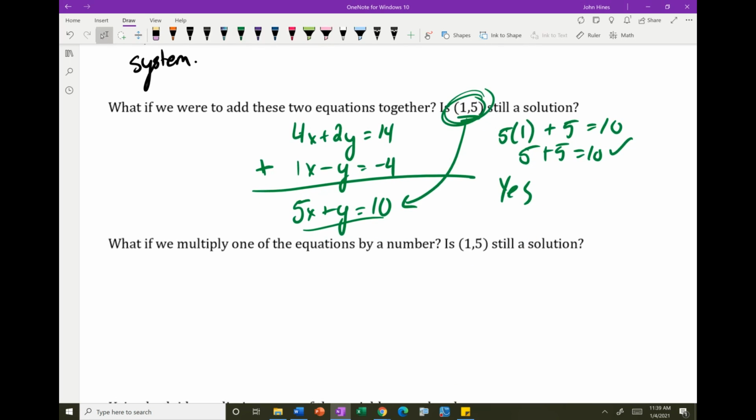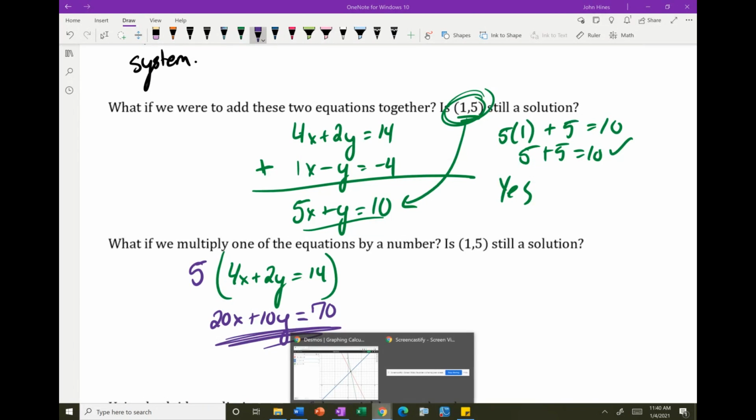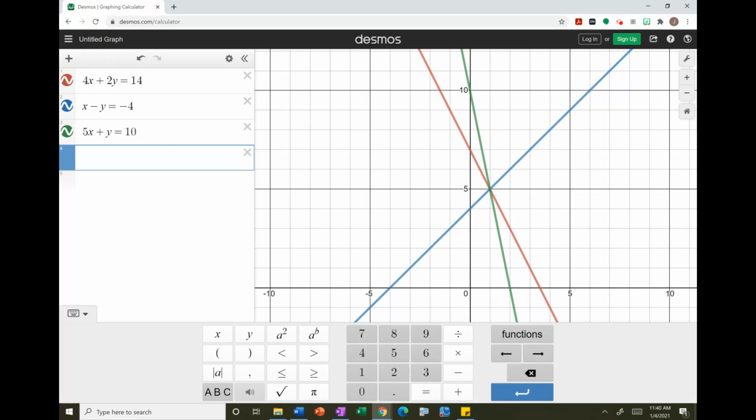What if I multiply the equations by a number? At this point, I'd ask someone what their favorite number is, and someone would probably say 5. So let's take that top equation there and multiply everybody. Let's scale this equation up by a factor of 5. So what's my new equation? 20x plus 10y equals 70. So here's this new equation. Let's graph this and see what happens. So it was 20x plus 10y equals 70.